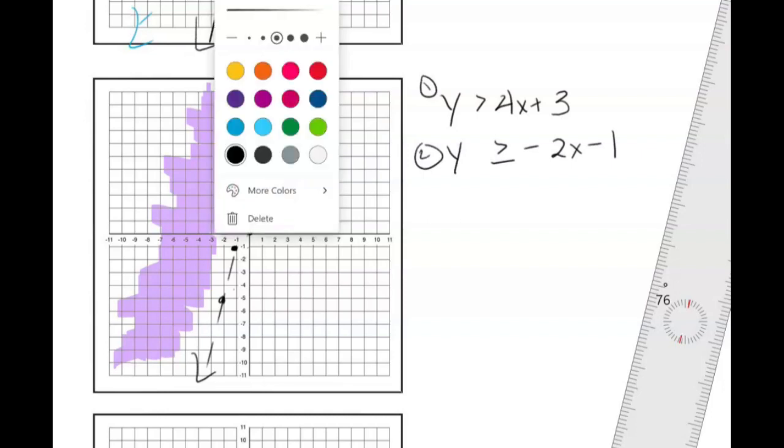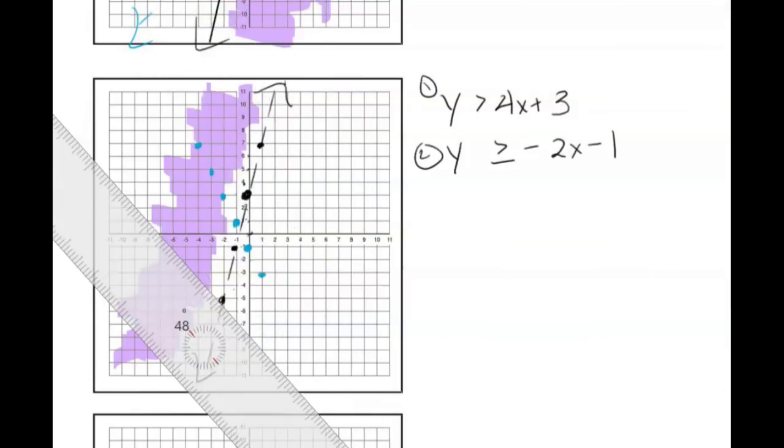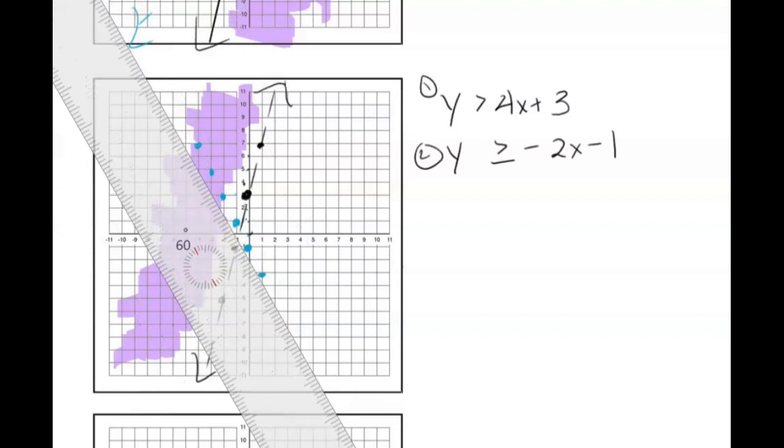Okay, let's go with our second inequality. We're going to start at -1 now, and now I have a slope of -2. So I'm going to go up 2 and to the left 1, up 2 and to the left 1, up 2 and to the left 1, maybe down 2 and over 1. All right, now is this one going to be dotted or solid?